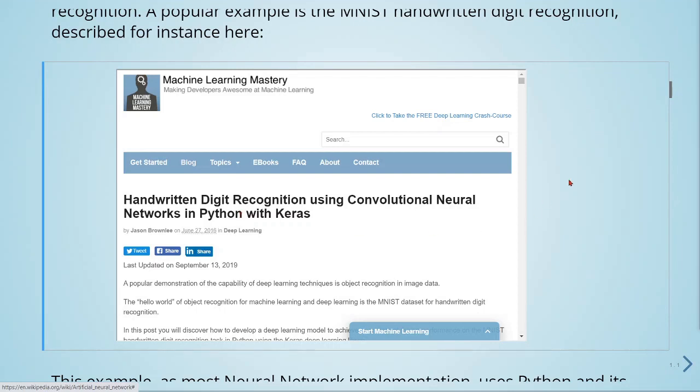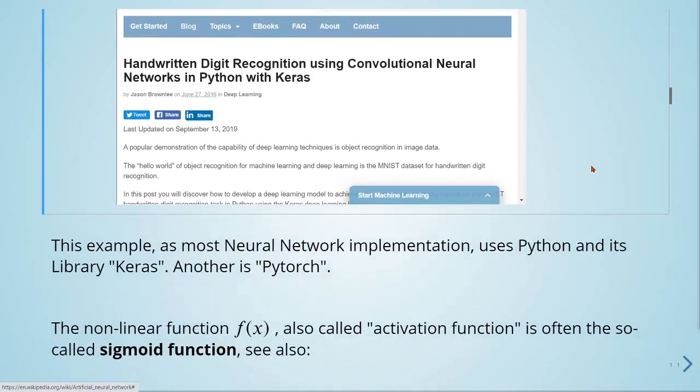We will talk more about convolutional neural networks, and about Keras and other alternatives to Keras and other libraries. This example, like most neural network implementations, uses Python, and here it uses the library Keras, which is built on top of other libraries such as TensorFlow or Theano, which used to be used in the early days. Another very popular one is PyTorch.